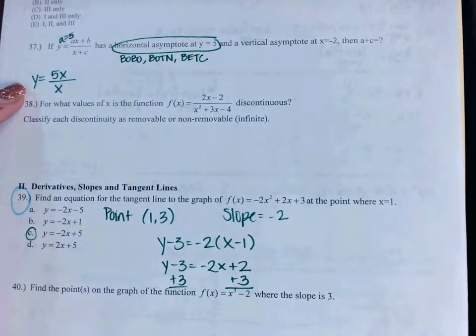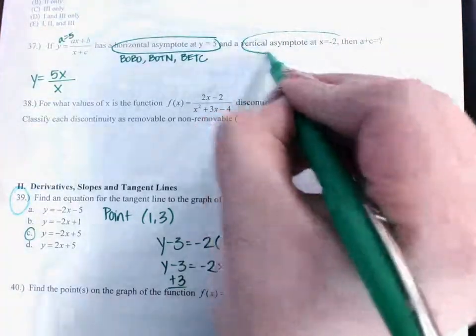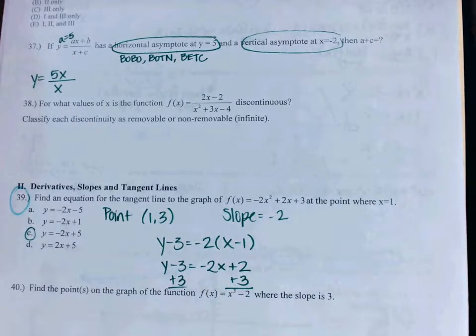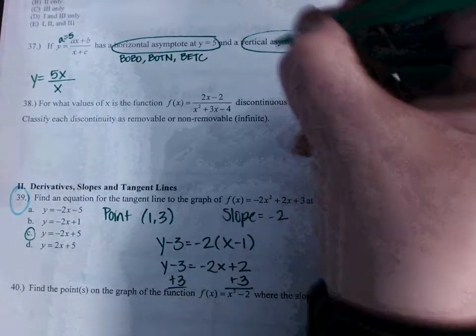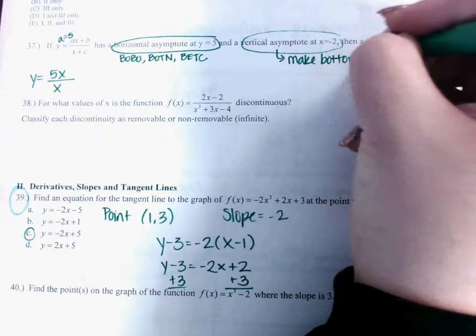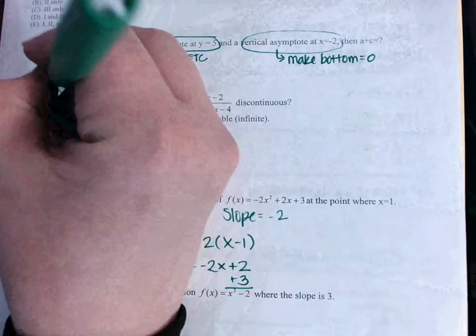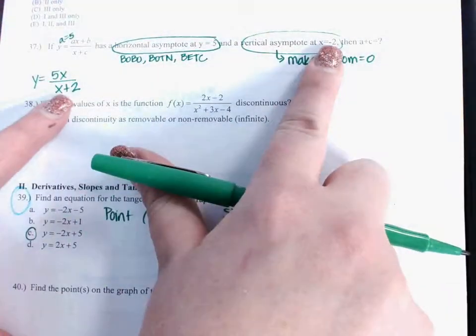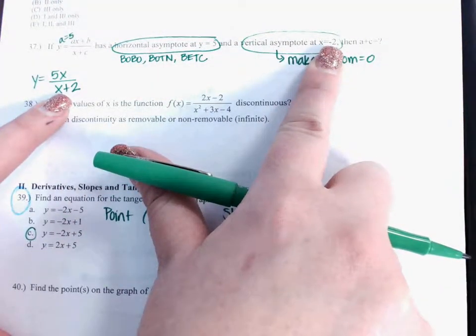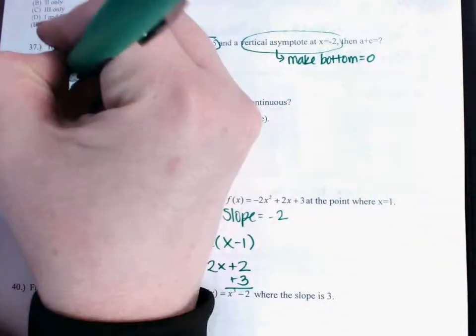So I know my a has to be 5. Now I still have a plus b and I have a plus c. The other thing it tells me is that I have a vertical asymptote at -2. Do vertical asymptotes belong on the top or on the bottom? Vertical asymptotes need to make the bottom 0. So if -2 makes it 0, what would c have to be? +2. Because think about it, if I plug in -2 with a +2, that would give me 0 on the bottom, that would make me have an asymptote.